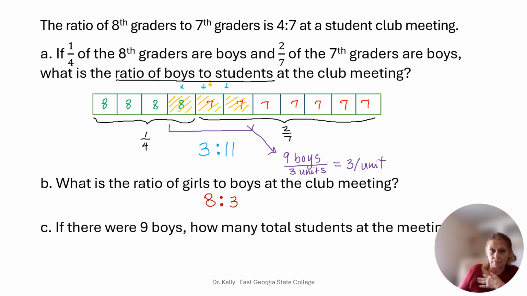All right. So we know we have 3 per unit. And we have 11 units times the 3 per unit is going to give us 33 total students.